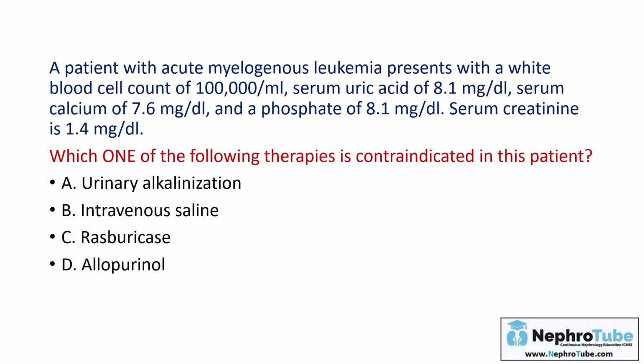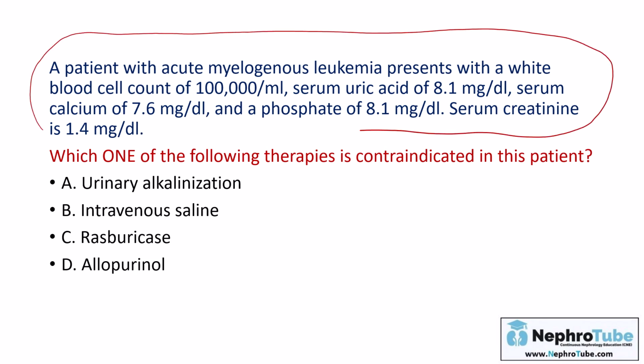Okay, this is a patient who presents with criteria of tumor lysis syndrome. Yes, the case may not be that accurate because it didn't mention that the patient received chemotherapy or radiotherapy, but I said that tumor lysis syndrome may occur spontaneously. So which of the following therapies is contraindicated in this patient?